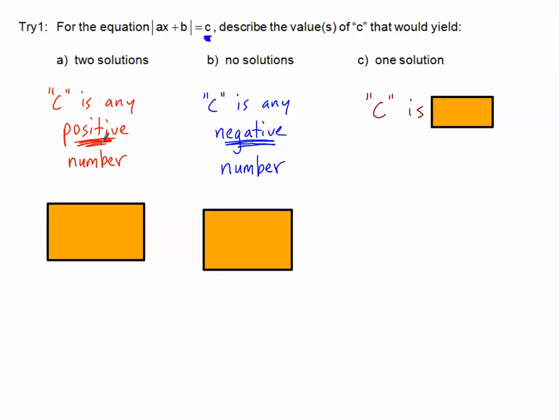So if a positive value yields 2 solutions and a negative value yields no solutions, then there's only one other number left, and that will yield 1 solution if c is 0. If you have an absolute value that's equal to 0, then you will have only 1 solution.